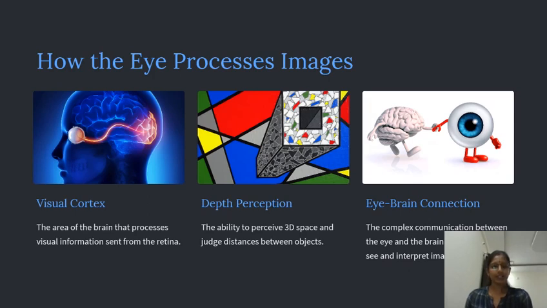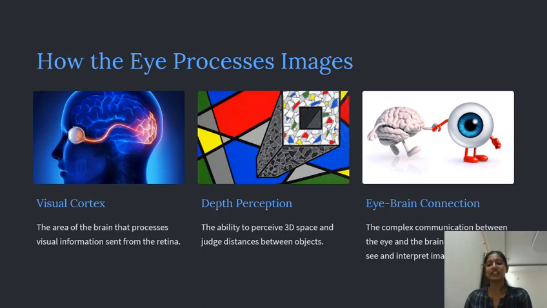The visual cortex is the area of the brain that processes visual information sent from the retina. The ability to perceive 3D space and judge distance between objects is depth perception. Then the eye-brain connection is the complex communication between the eye and brain, sent by electrical signals interpreted into images.